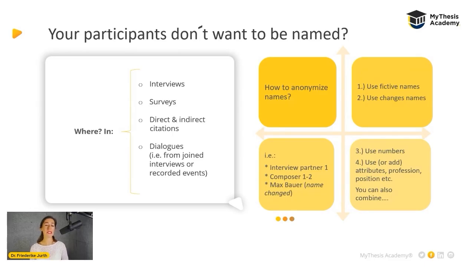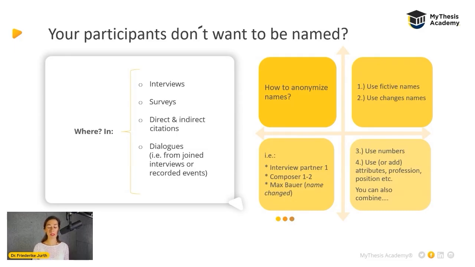You keep everything exactly like the person explained it to you. But you can invent a name, and in brackets you can put changed name or fictive name, like what I wrote here, name changed, just to make clear for everybody that this is not the real name of this person, but that it is a kind of anonymization.